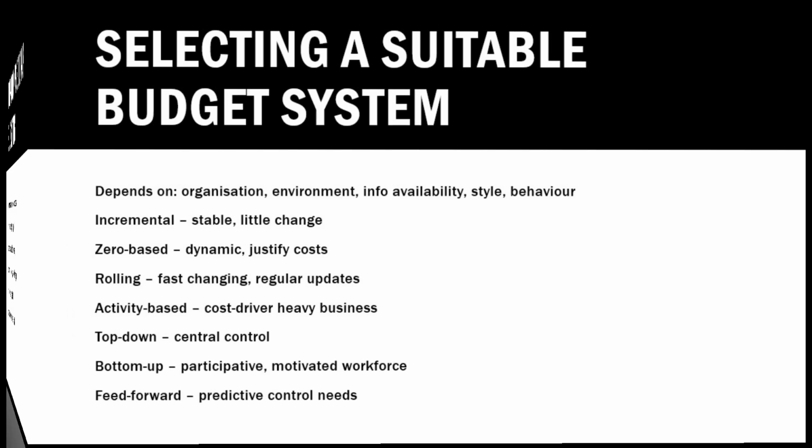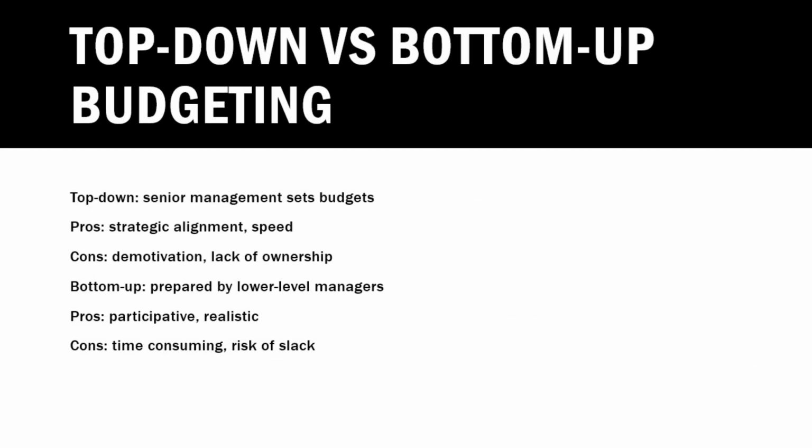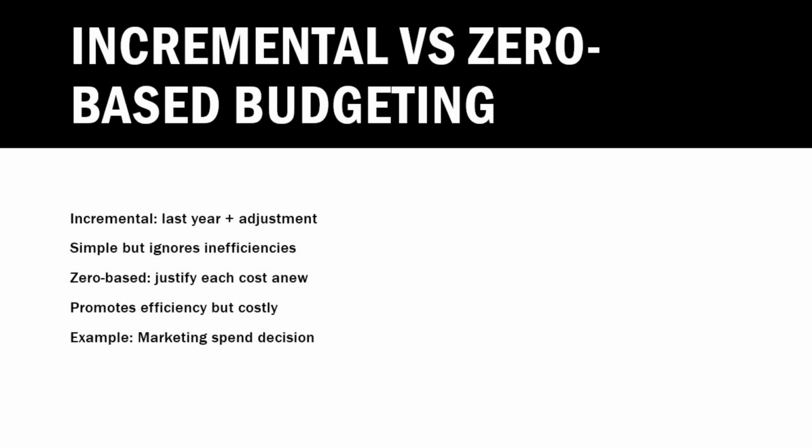Top-down budgeting ensures strategic alignment and speed, but can demotivate staff. Bottom-up provides realism and ownership, but may lead to budgetary slack and is time-consuming. In practice, a mixture is often used. Incremental budgeting is easy to prepare but can lock in inefficiency. Zero-based challenges every cost, improving efficiency but requiring effort. For example, under zero-based, a marketing manager must justify each campaign rather than simply repeating last year's spend.